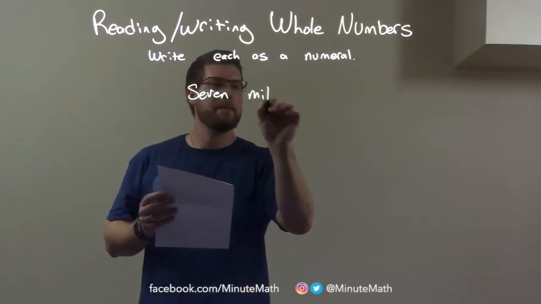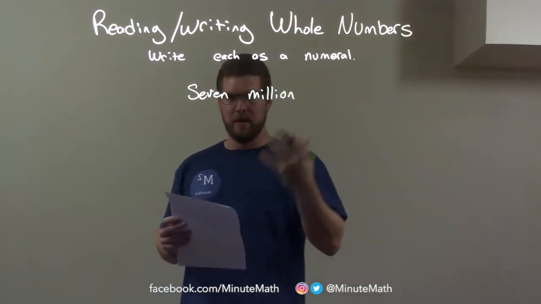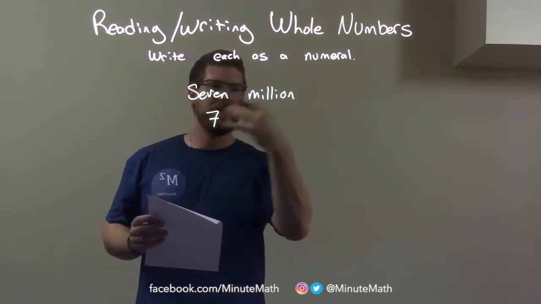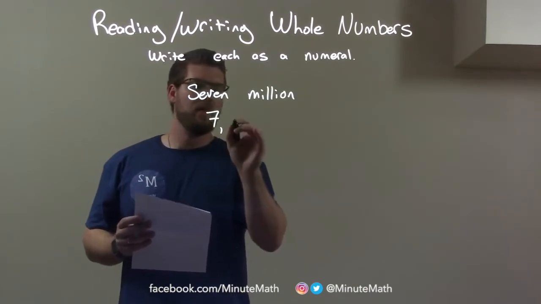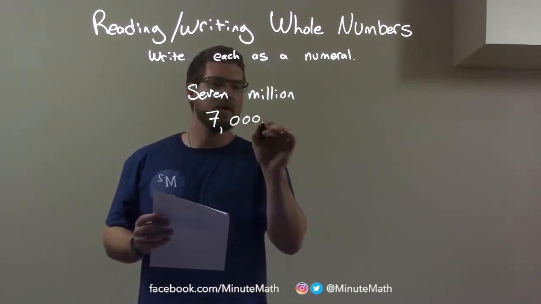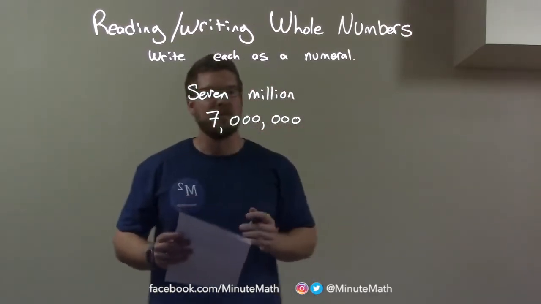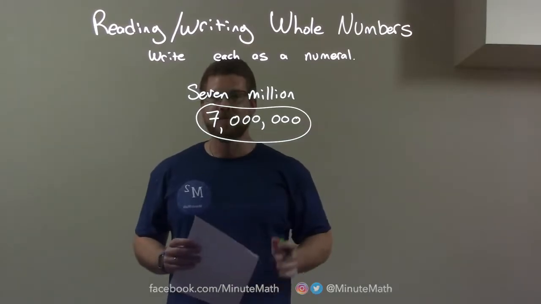7 million. So if I want to write that as a number, I put a 7 down first, and then we have a million afterwards. So 7 is in the millions place, and then we have 1, 2, 3, 1, 2, 3, a total of 6 zeros there, and that's it. Here's our final answer. Pretty simple.